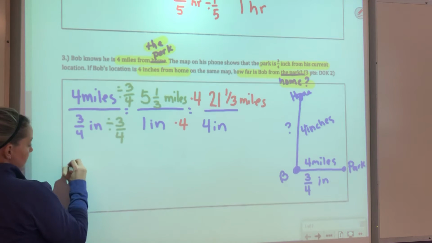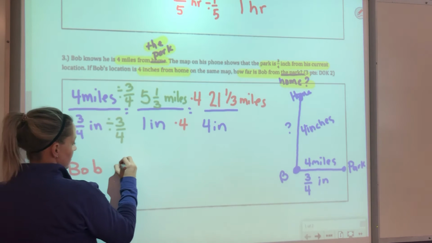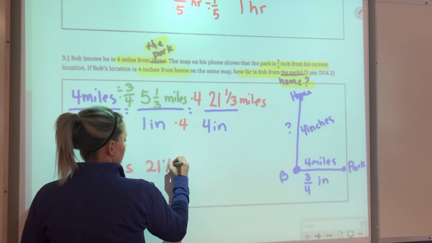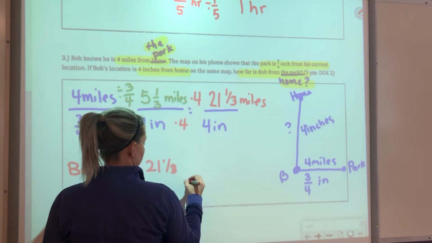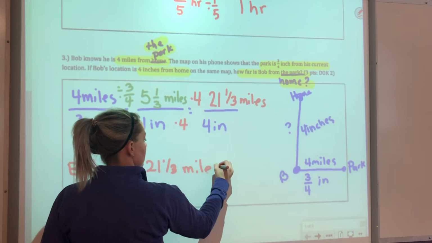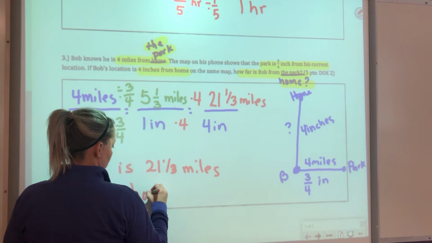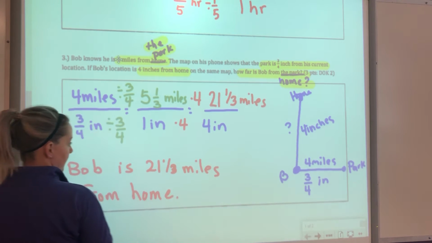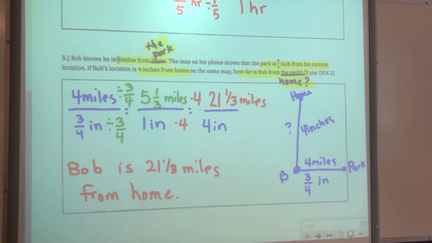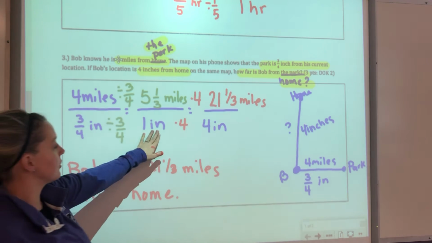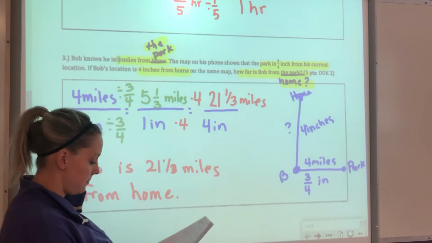So that tells us that Bob is 21 1/3 miles from home. That's a lot like one of the homework problems that we did. Again, going from a rate to our unit rate and then back up to another rate.